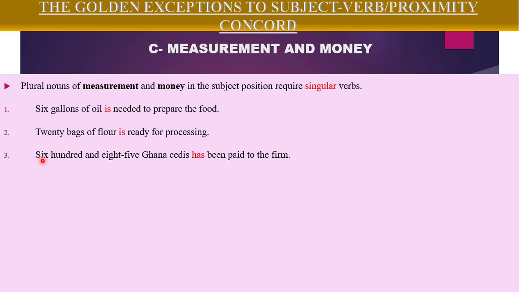What about if we have plural nouns of money? 685 Ghana cedis has been paid to the firm, not 685 Ghana cedis have been paid to the firm. So remember, when money is involved in the subject position, we are going to select a singular verb. Another instance, $4,260 is needed for this project, not are needed for this project. This is because we have a count of money occurring in the subject slots.